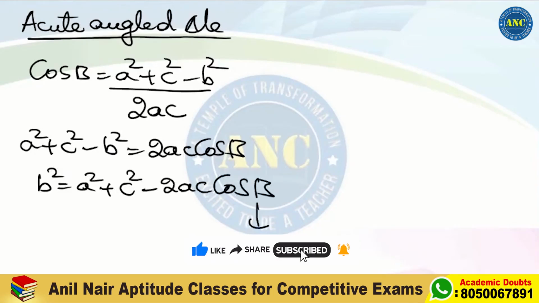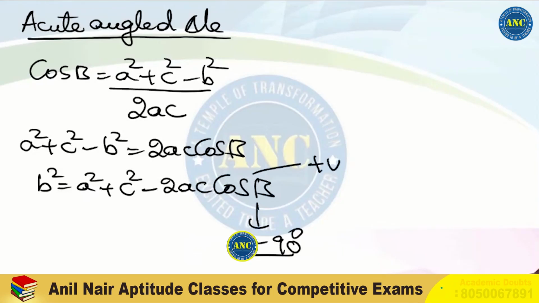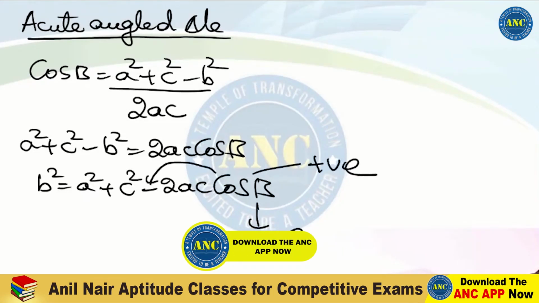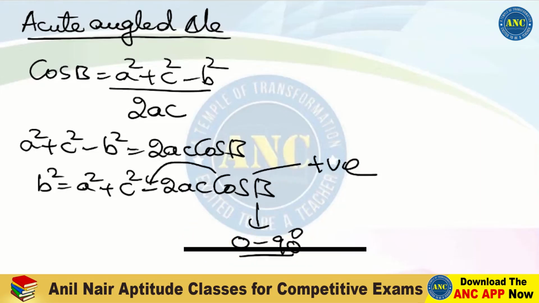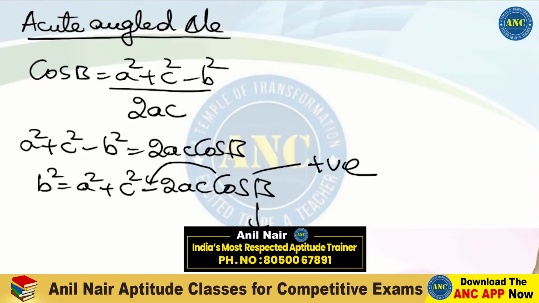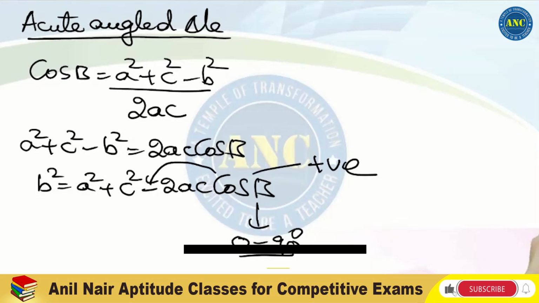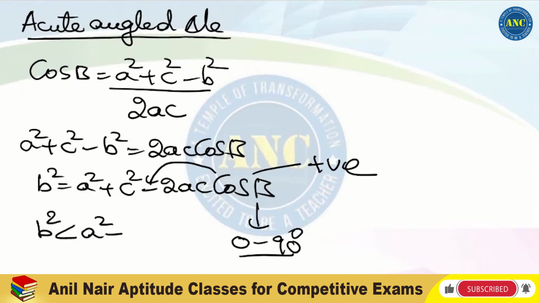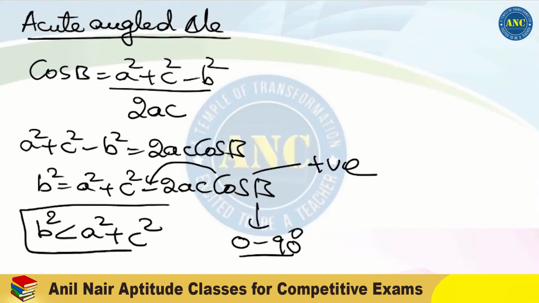Cos B ranges from 0 to 90, so it is positive. Positive into negative is negative. From a square plus c square, 2ac is getting subtracted. So b square is less than a square plus c square. From a square plus c square, I am subtracting some value, so the value will definitely be less than a square plus c square.